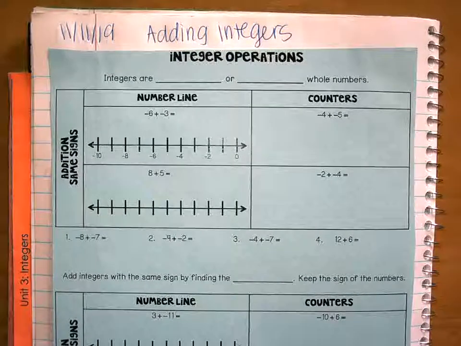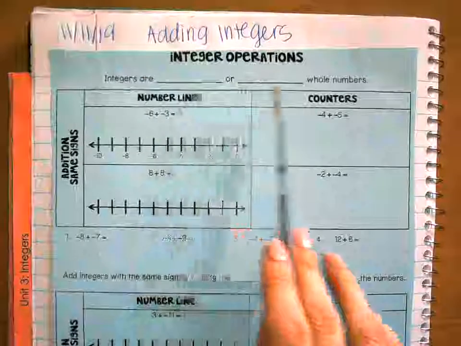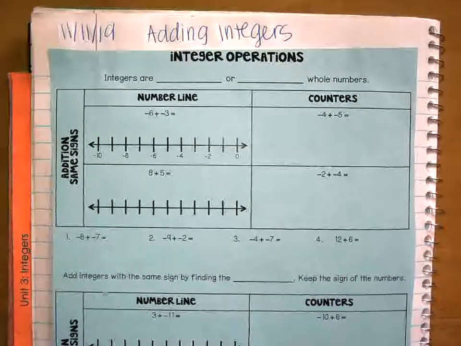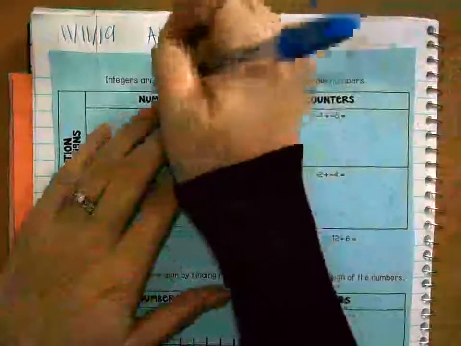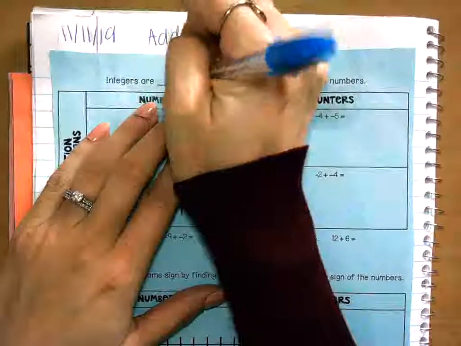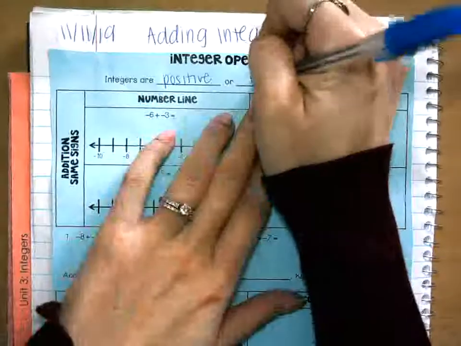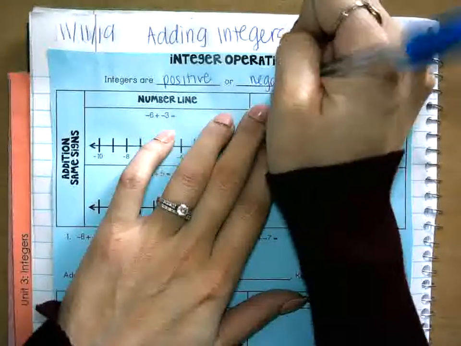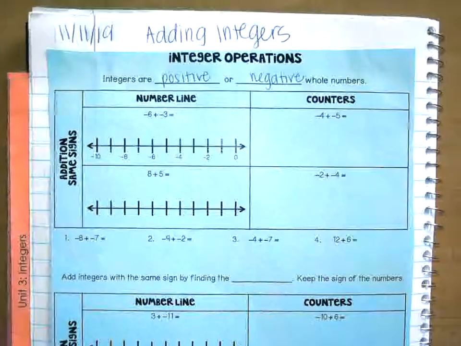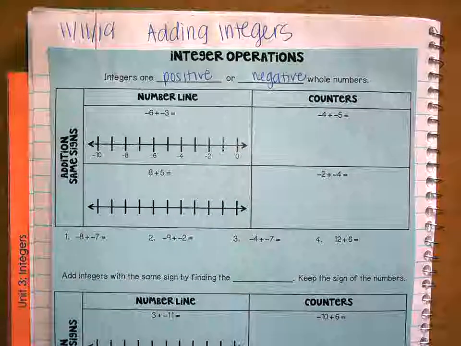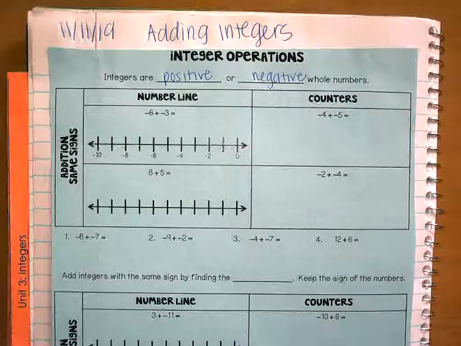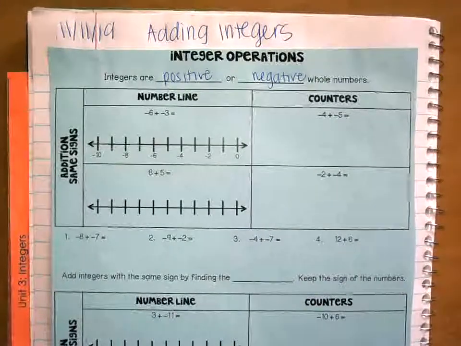Who can remind me what integers are? Integers are what, whole numbers? What is it, everyone? Negative or positive. Good. I'm going to write positive or negative just because I'm used to saying it in that order, but if you want to write negative or positive, go for it. The order does not matter. So integers are positive and negative whole numbers.